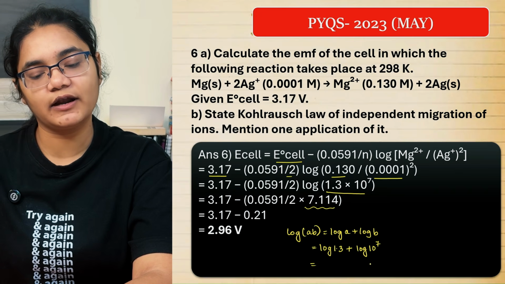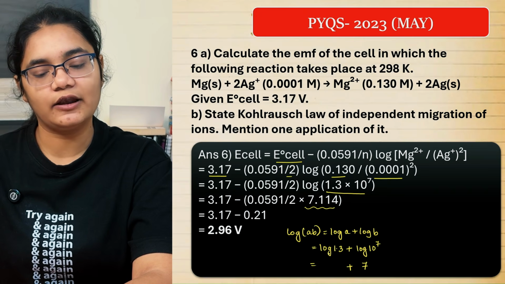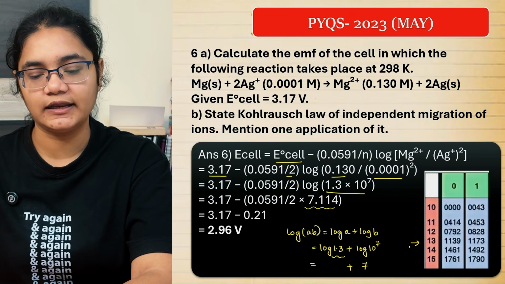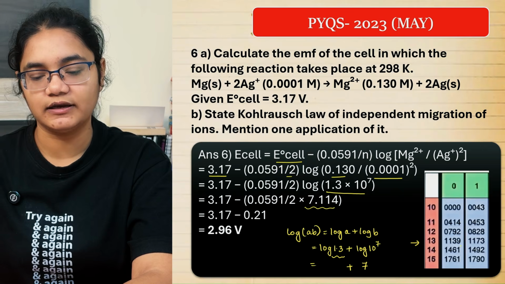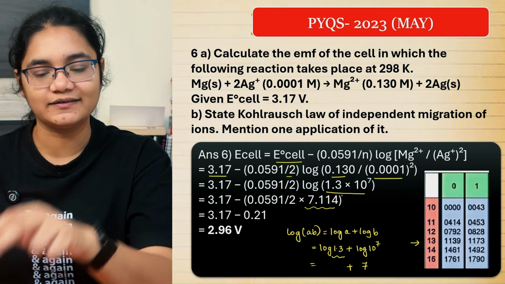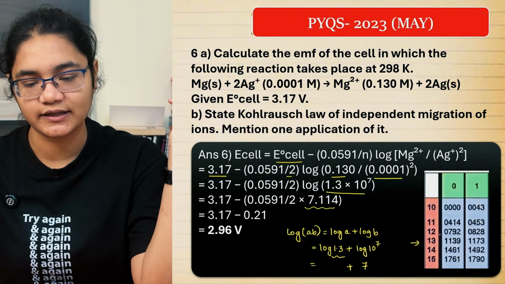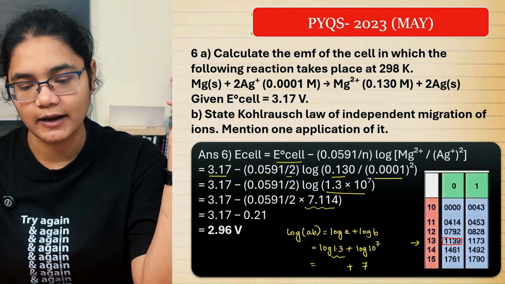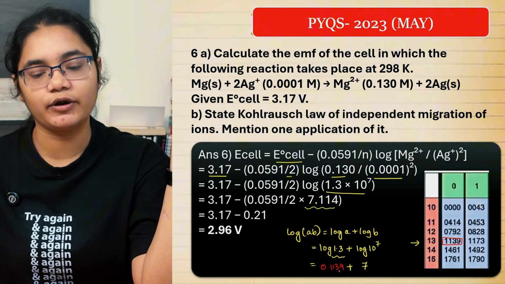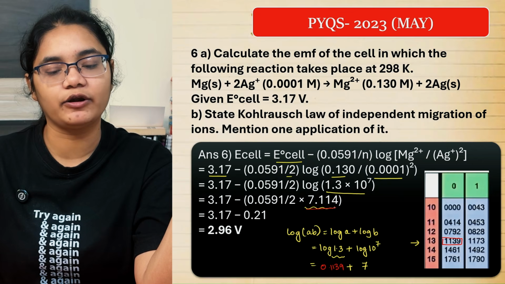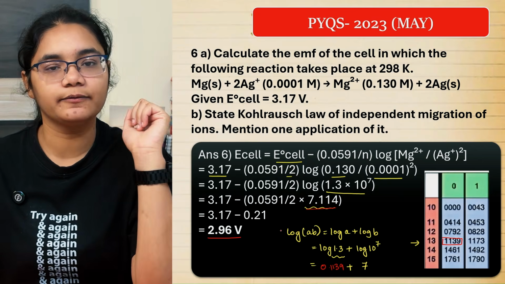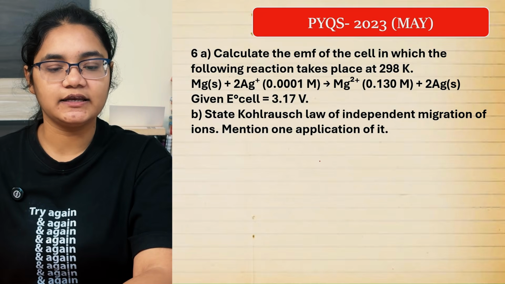Now log of 10 to the power of 7 is definitely 7, and log of 1.3, how will you calculate? So if you see the log table, the 13 value is 1139. You have to just take 13, there is no decimal or number after 13, so you check this number 1139 and put a decimal before that, so that is 0.1139. So I'll get 7.1139, which can be written as 7.114. Now if you just solve this, you will get 2.96 volt. Clear?